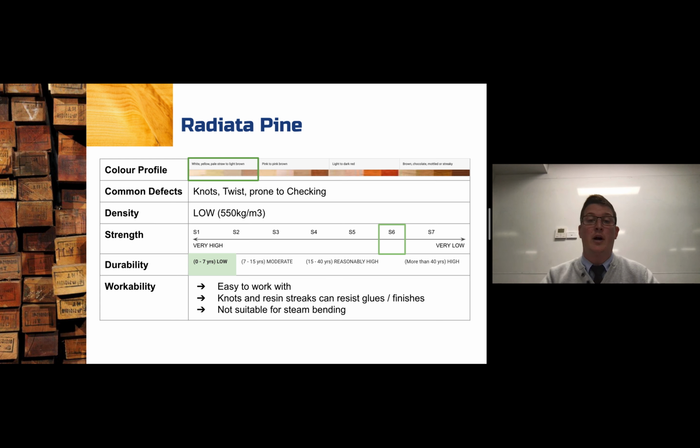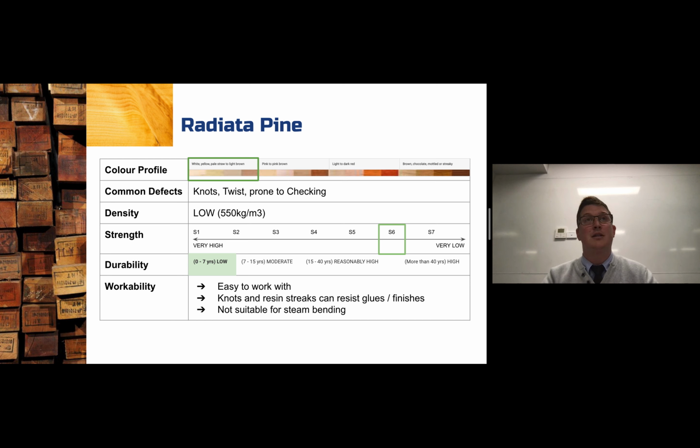The grain is quite far apart as well, which increases the chance of the timber moving, so it's not as stable as some of the other harder species. The Radiata Pine quite often has a lot of knots in it, and remember the knots are from the branches. That's just the way the pine tree works. It's a very common feature.